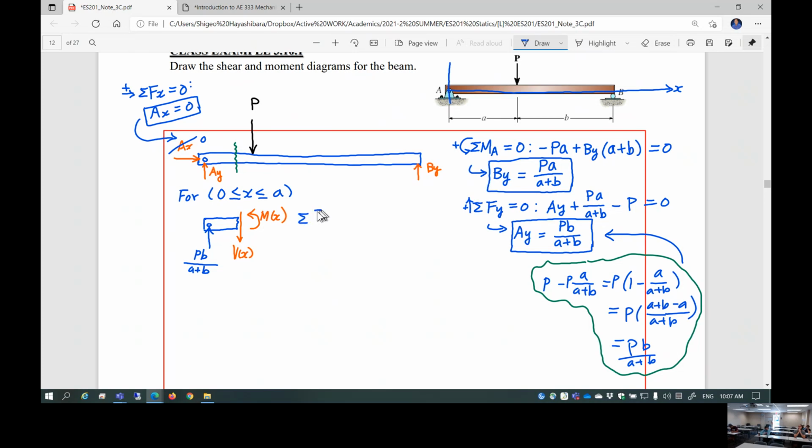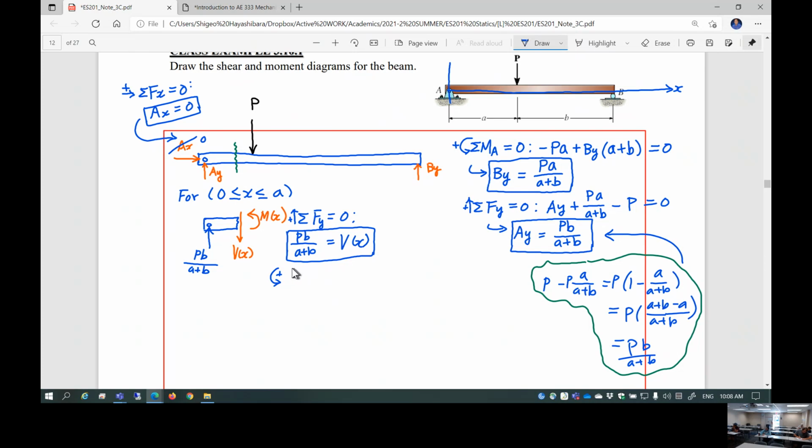Summation of force in y direction set equal to 0. This is going to give you PB over A plus B is equal to V. Oh, that's it. So in the range of 0 to A of x, shear is a constant. It's not even a function of x. Oh, it's a constant shear. This is the value. Now I know it.